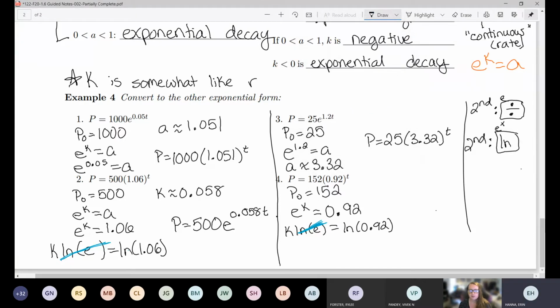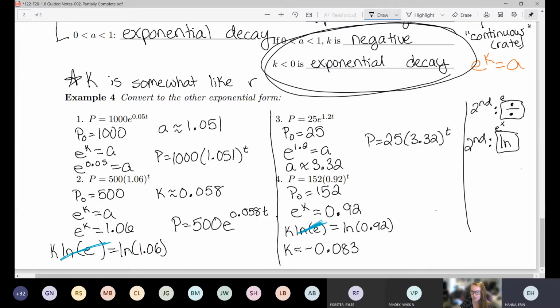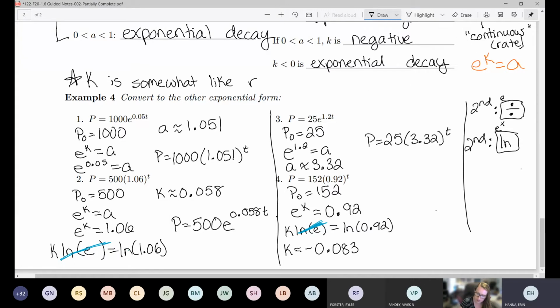So if we punched into our calculator natural log of 0.92, we get that our k value is going to be negative 0.083. And yes, it should be negative. That makes sense because we are told if a is between 0 and 1, and a is less than 1 here, then k should be negative. So that does make sense. So then we have P equals our P naught e to the k we just found, t.